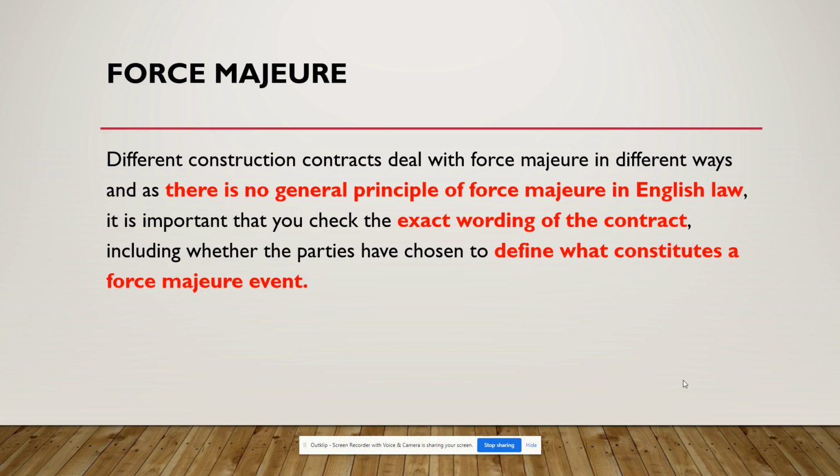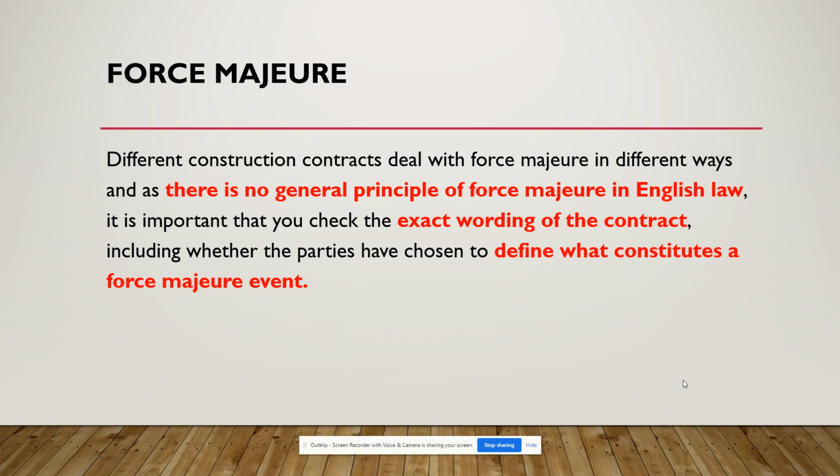Whenever a pandemic or epidemic comes, everyone will look at the force majeure clause in the contract. First we deal with what is the definition of force majeure, and what events are covered under force majeure under various contracts. Actually there is no definition in English law for force majeure. It is actually a French word. Different contracts will have different definitions.